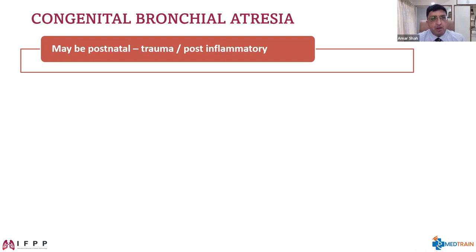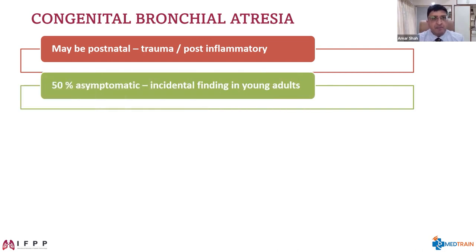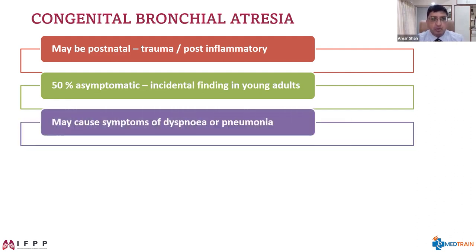Bronchial atresia may also happen after birth, that is, it can be postnatal, and it can be because of either trauma or an inflammatory pathology. 50% of these patients may be asymptomatic, and it may also be an incidental finding in young adults when an X-ray chest has been done for an unrelated condition. It may also cause symptoms like dyspnea or pneumonia.